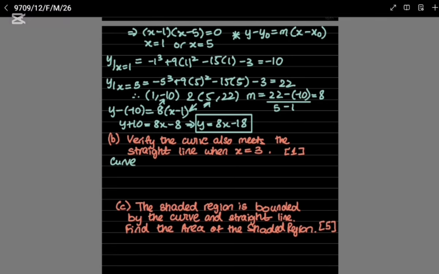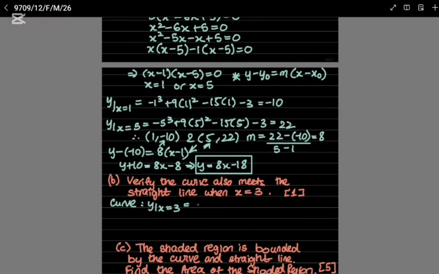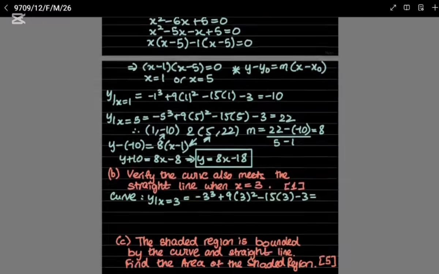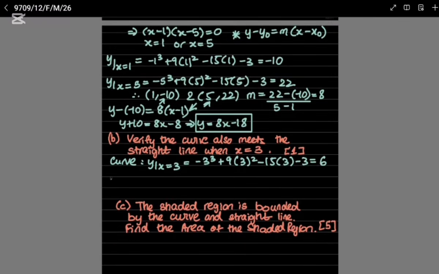So, for the curve, y at x is equal to 3, substitute it, okay? So, minus 3 cube plus 9 times 3 squared minus 15 times 3 minus 3. Okay, I just substitute 3 over here in the original equation of the curve. I get 6. Okay, now for them to meet, they must have the same coordinates, meaning that for the line at x is equal to 3, you should also get the same answer. 8 times 3 minus 18, which is 24 minus 18, which is 6 also.